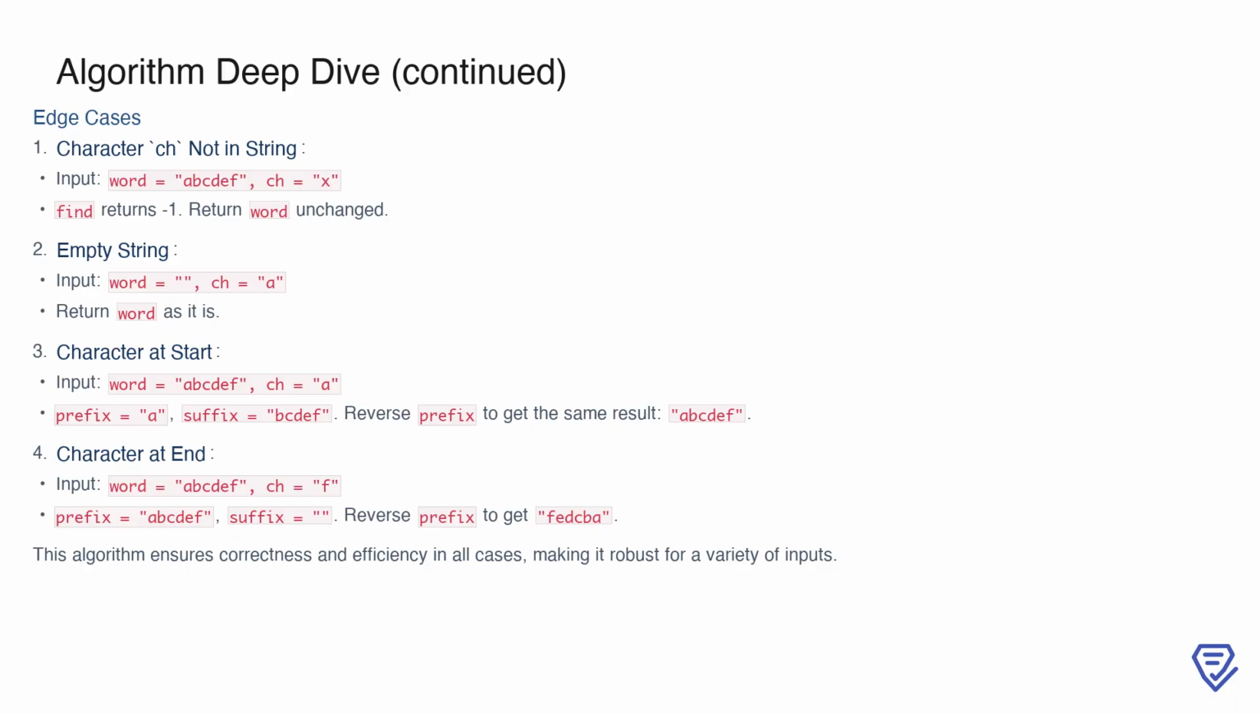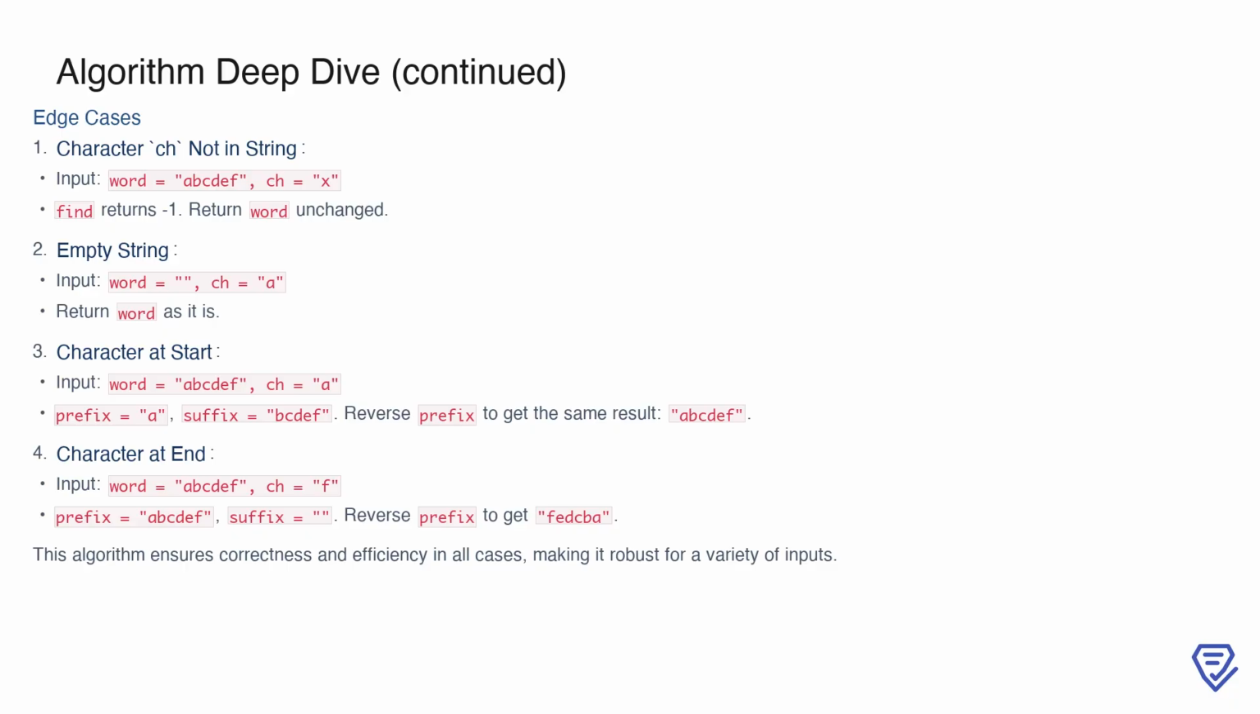Another edge case is an empty string as input. For example, if word equals empty string and ch equals a, there's nothing to process, so the empty string is returned as is. When the character ch is at the start of the string, as in word equals abcdf and ch equals a, the prefix is just the first character, which remains the same when reversed.